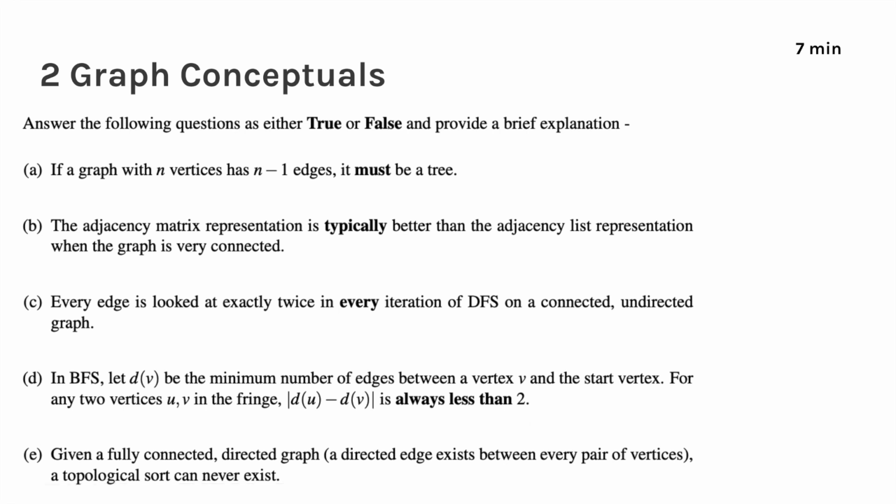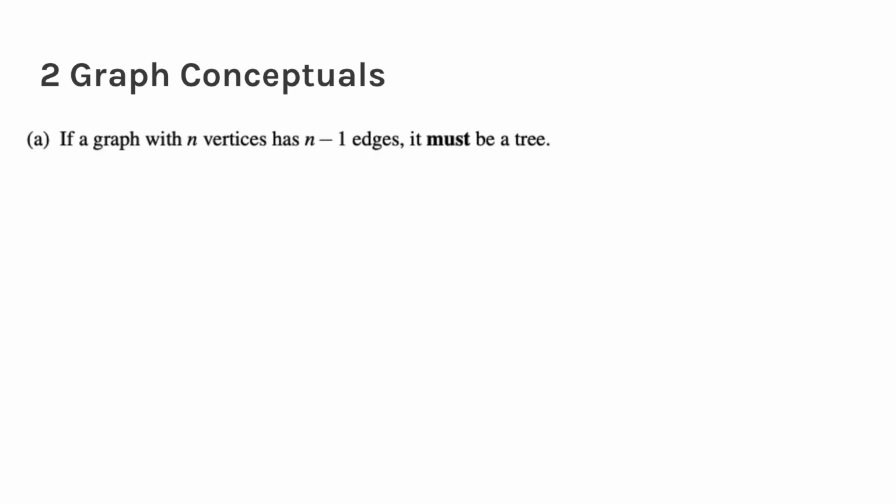Okay, more true-false questions, my favorite. Let's start from the top. If a graph with n vertices has n-1 edges, it must be a tree. This is tricky because we know a graph with n vertices that is connected and has n-1 edges is a tree. So this is false because it doesn't specify that the graph was connected. We could have a disjoint graph with n-1 edges, in which case it would not be a tree.